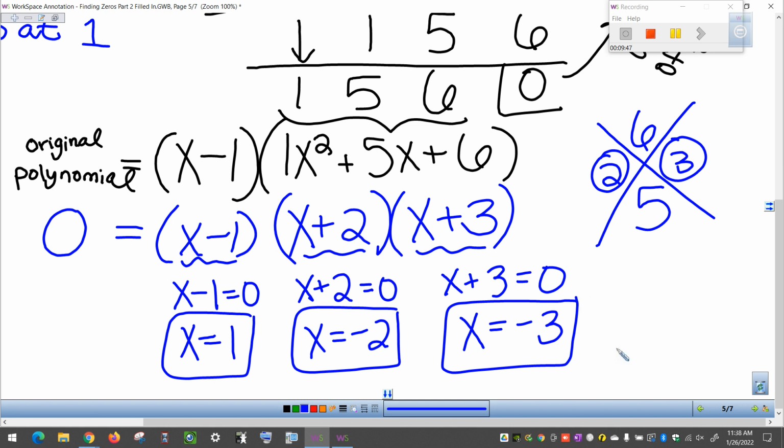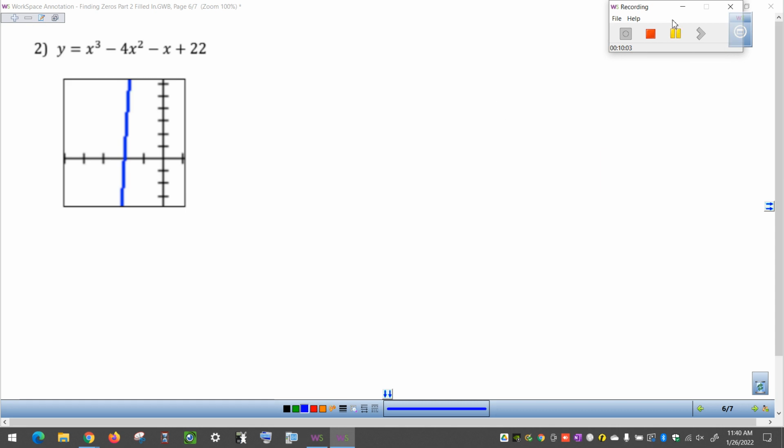Well, let's take a look at our second problem. So this one is a degree of 3 again. We should get 3 zeros. And it has 4 terms again. Same situation as before. If you try to do factor by grouping here, it's not going to work. And so that's why we need to do something else instead.